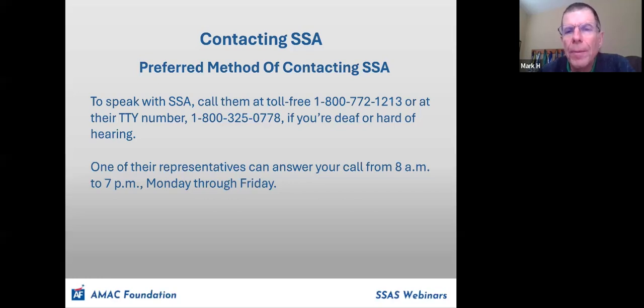Contacting Social Security. You can reach them at their 800 number, which is 1-800-772-1213. Best time to call them. They're open from 8 a.m. to 7 p.m. Monday through Friday, except federal holidays. I find that the best time to get through to them is early in the morning before the West Coast people kick in.